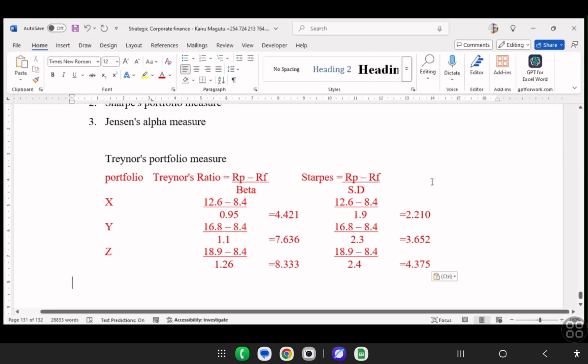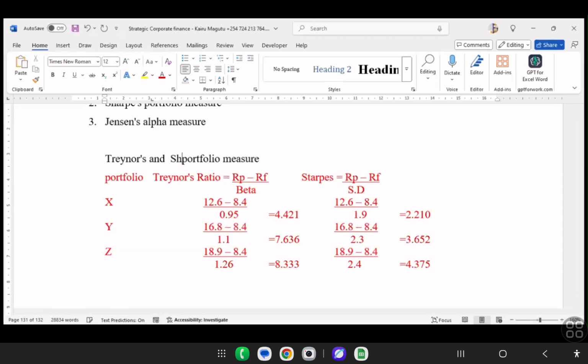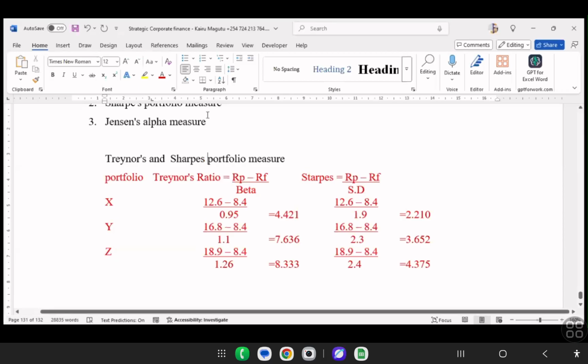Let us determine what we will call the Jensen's alpha measure. This was Jensen, Treynor, and Sharpe portfolio measure. Let us do the Jensens.